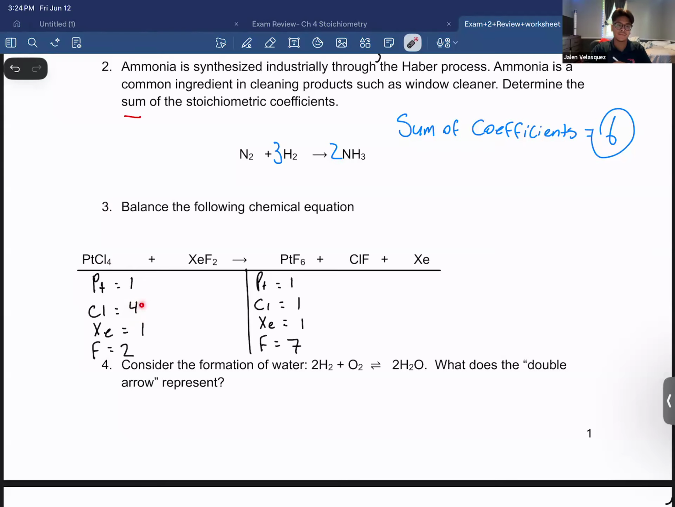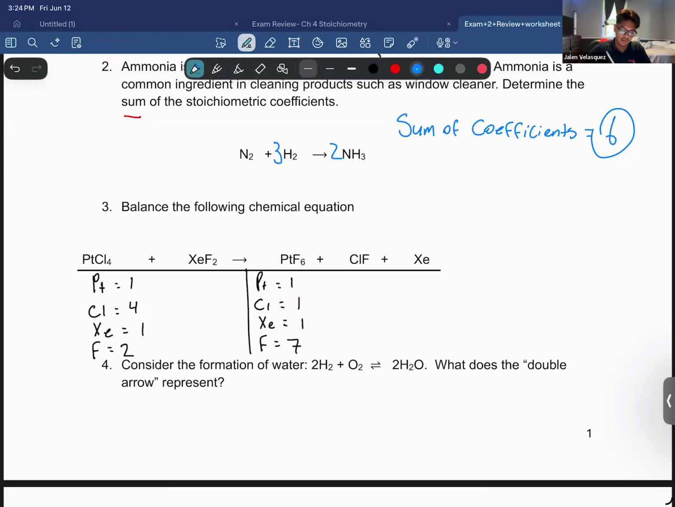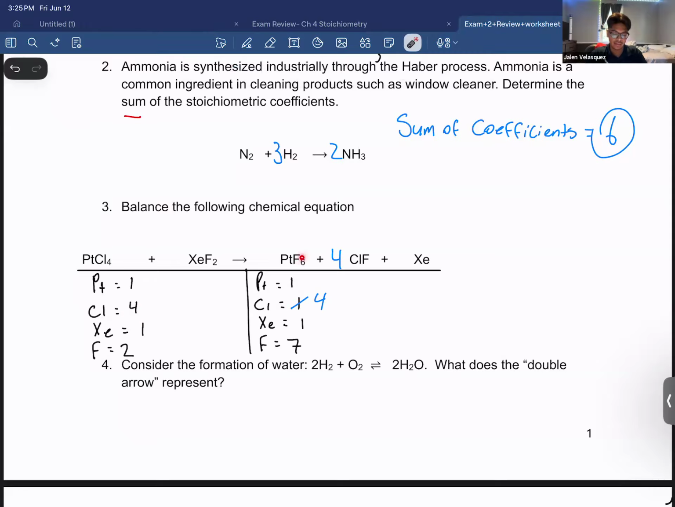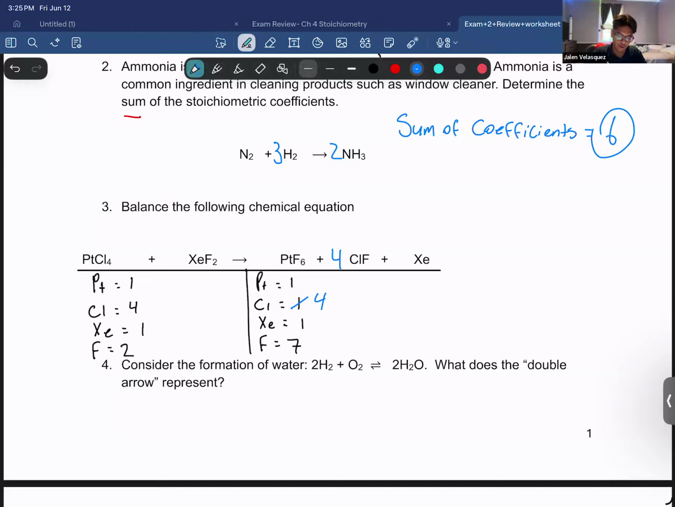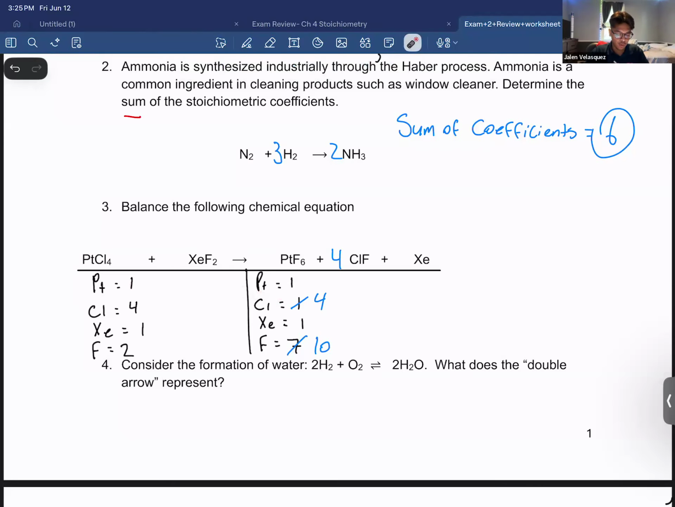So I have four on the left side versus just one on the right side. So let's put a four in front of the ClF, right? So that gives me four chlorines, but that also changes my number of fluorine, right? So I had six here. Now I have four. So now we have a total of 10 fluorines on the product side. Okay, so let's look. Platinum is equal, chlorine is equal, xenon is equal. Now the fluorine is not, right? On the left side, I have two, right side, I have 10.